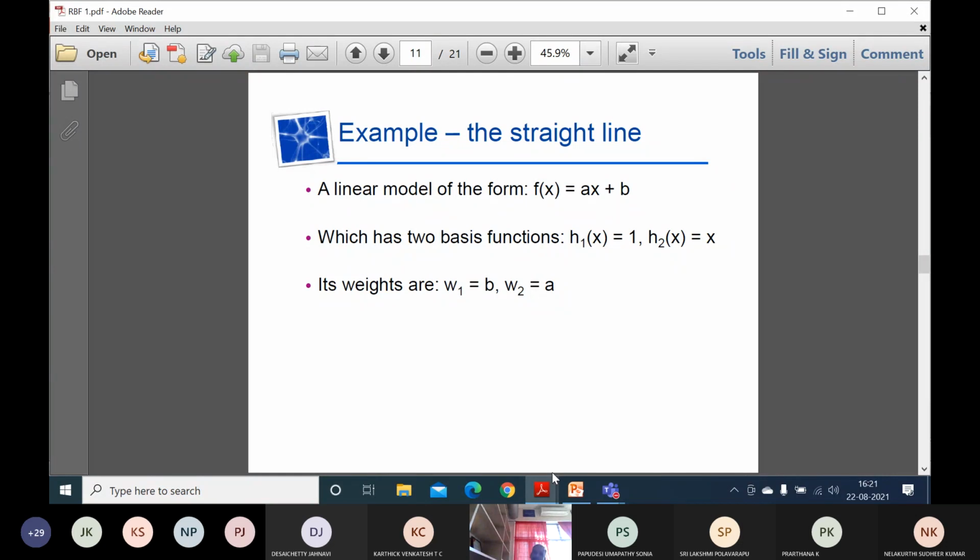So this f of x equal to ax plus b, this equation has two basis functions. One basis function is h1 of x equal to 1. That is nothing but your b, that is a constant value, and h2 of x equal to x itself. Why? Because x is a multiplicative factor of this a. So it has two different weights. One weight is considered as b and another weight is considered as a. This is for a straight line equation formula.